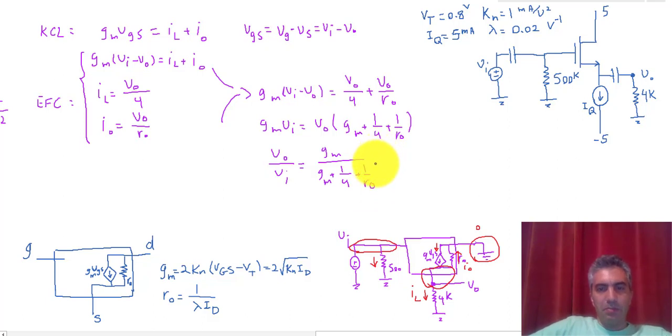And you can basically at this point either simplify this or just leave it as is. So this is the gain for the amplifier.